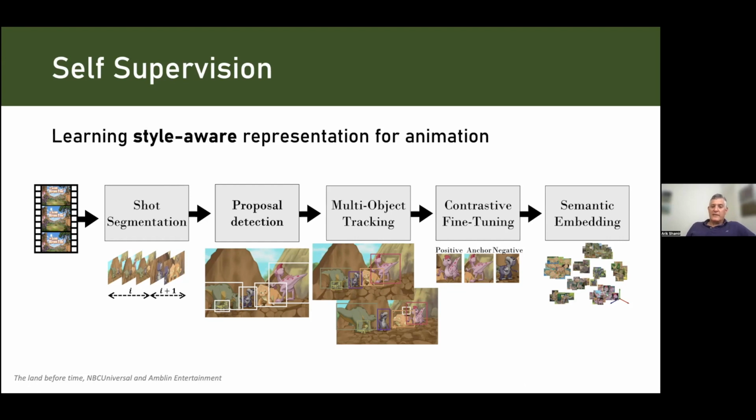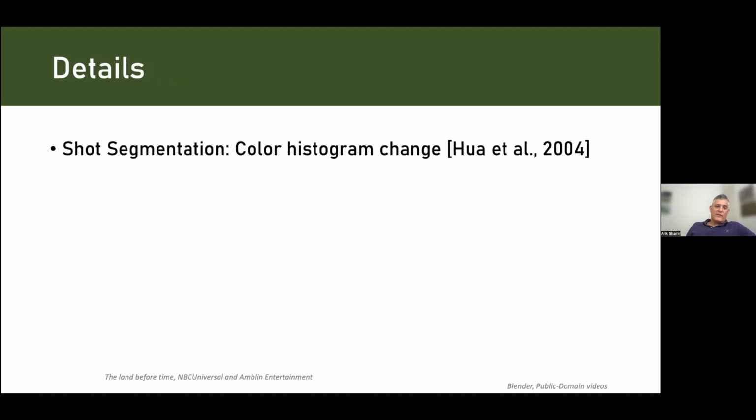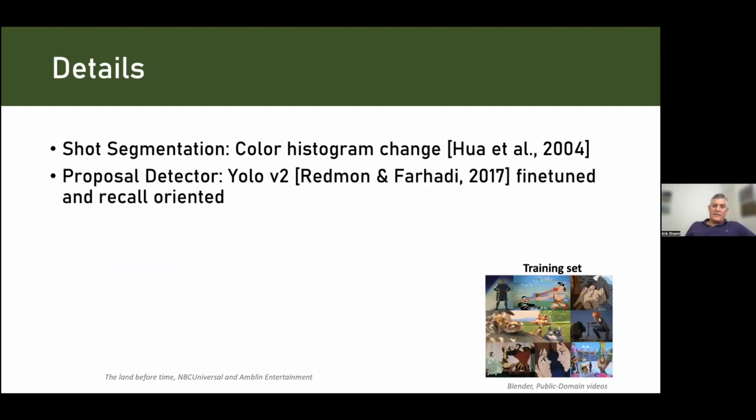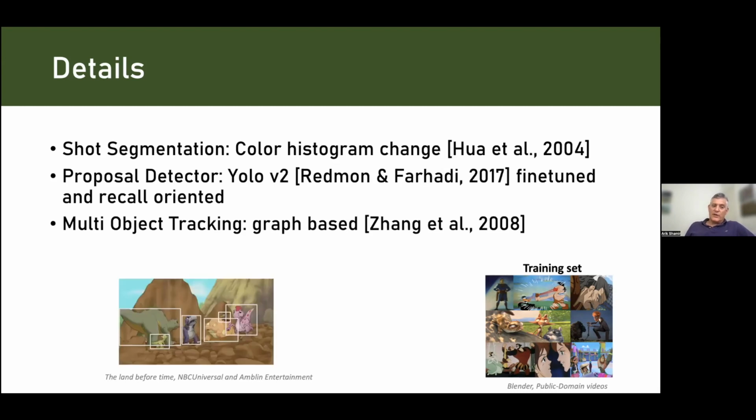So let me go a little bit into the details of how we do this. First of all, for shot segmentation, we were using usual methods like color histogram changes. The proposal detector was refined and fine-tuned not just to look at humans, but also to try to detect other types of objects or animals, but again, not fine-tuned for a specific style, but in general for animation. And it was oriented to create high recall instead of high precision, because later on we're going to filter everything to create a specific style representation. And lastly, we were using multi-object tracking, which is a graph-based tracking algorithm.